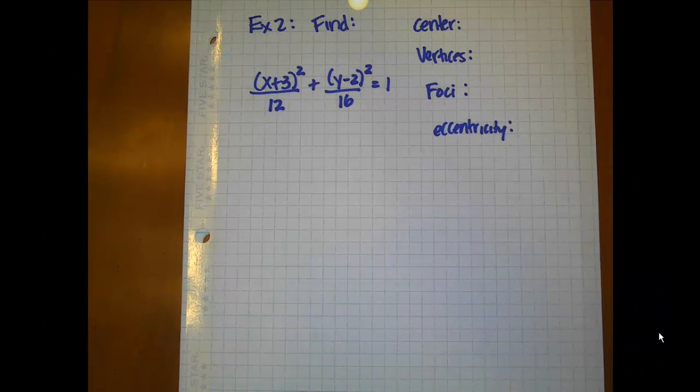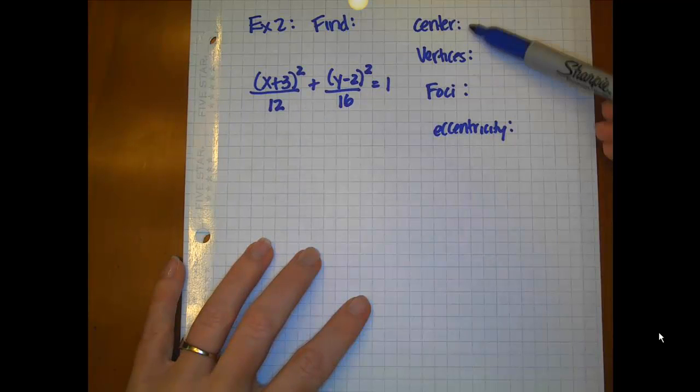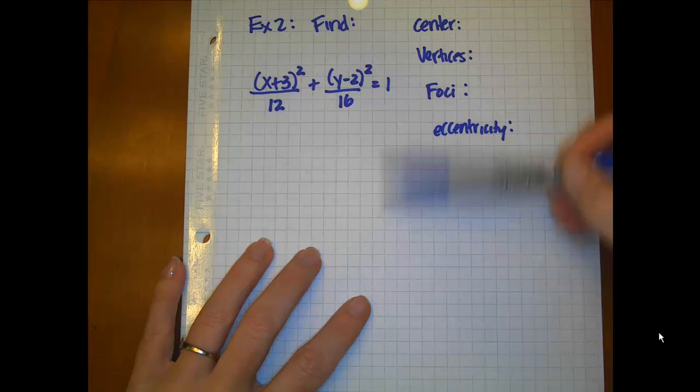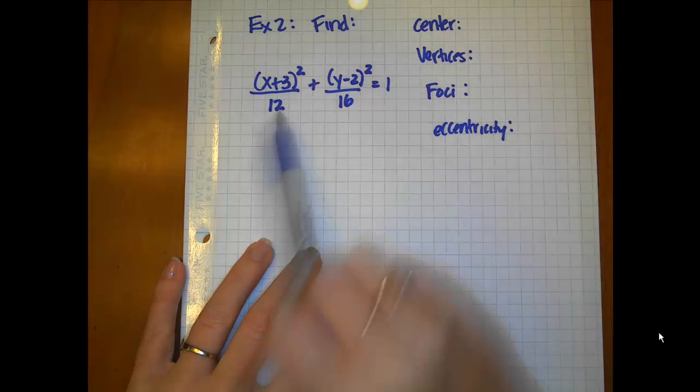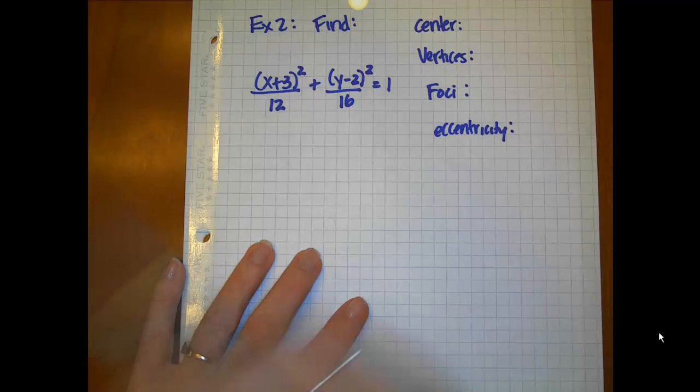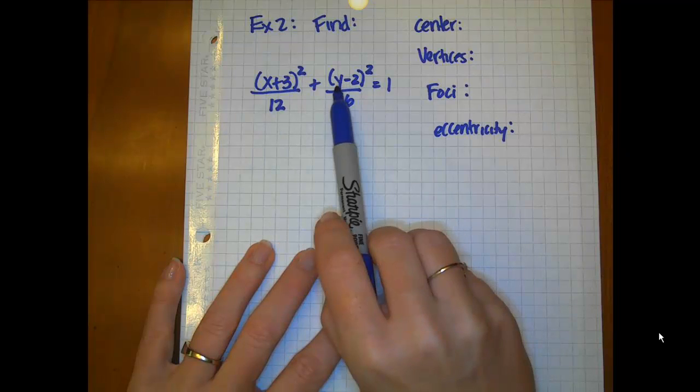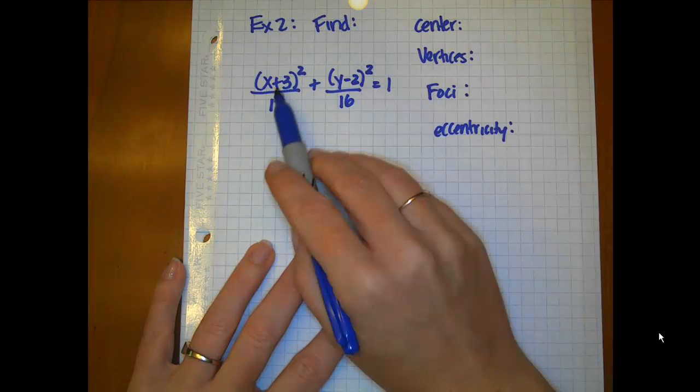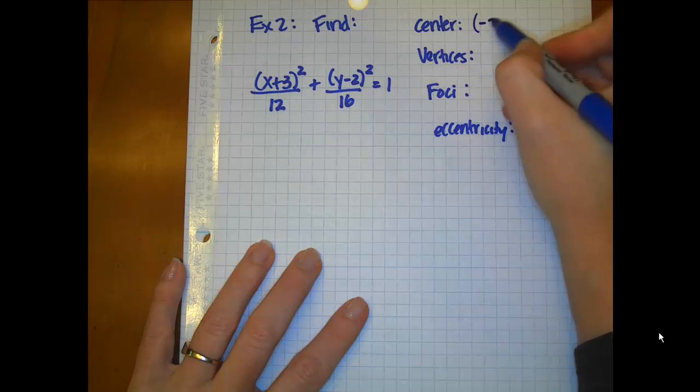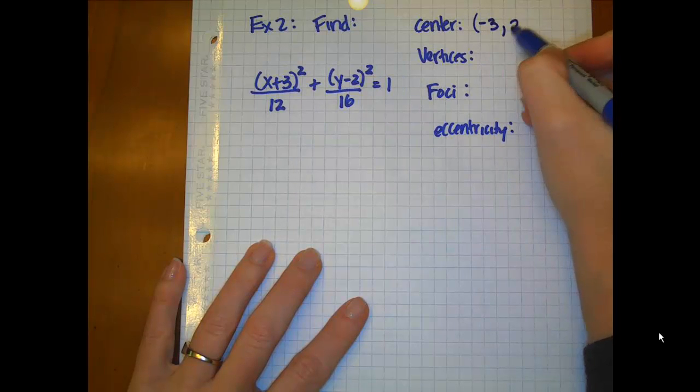And here we are at example 2. The difference between example 1 and 2 is going to be where the center is located. So here we're going to find still the center, the vertices, the foci, the eccentricity. We're going to sketch. And here is my equation in standard form. Because I see these parentheses, my center is no longer at 0, 0, but I take the opposite. So my center is going to be at negative 3, positive 2.